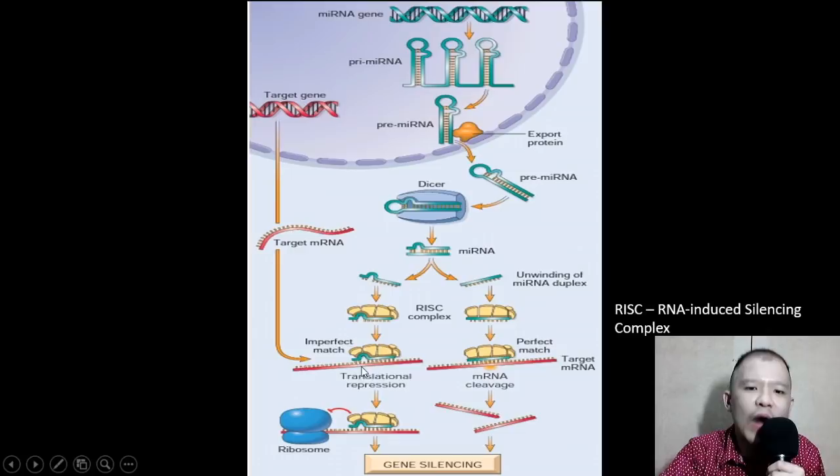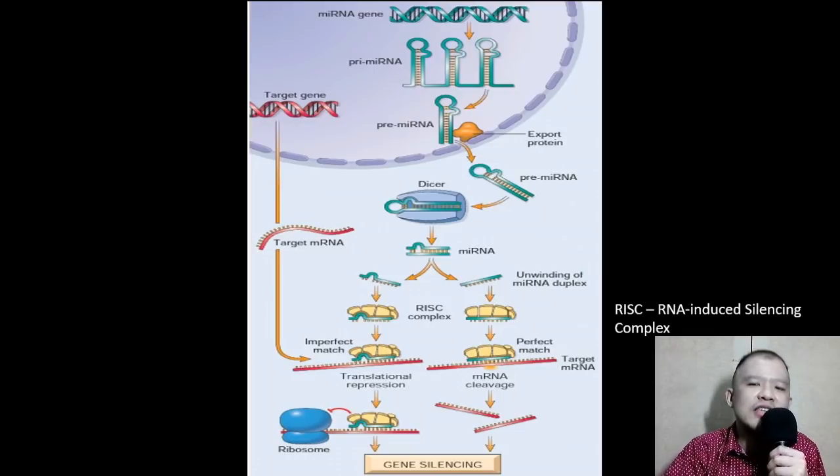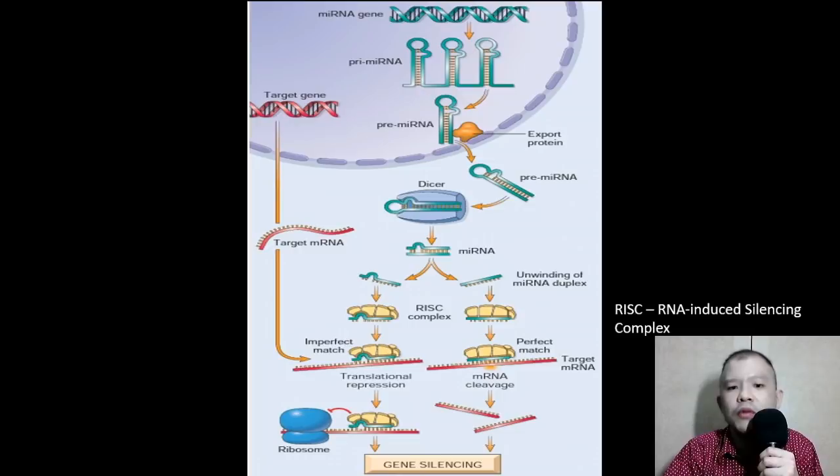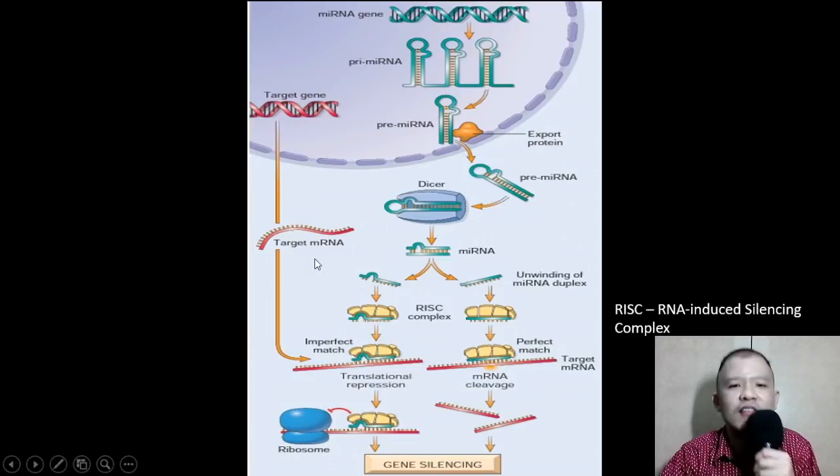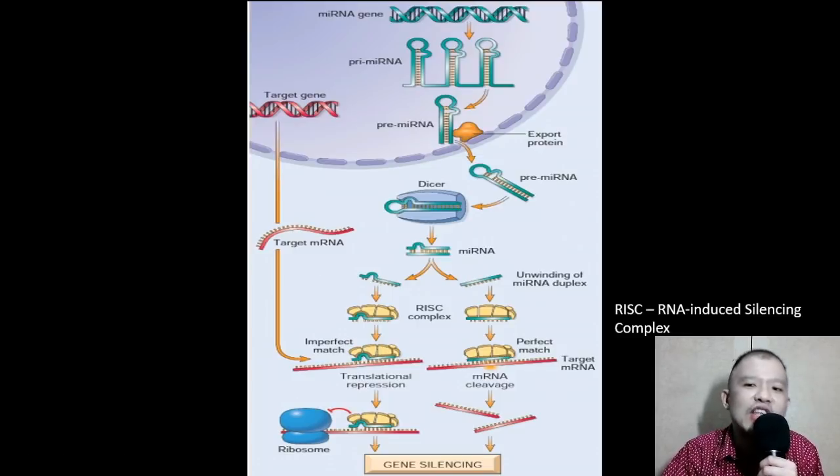Two ways. You have translational repression, wherein the RISC complex binds with the microRNA and blocks translation. Another way is that the complex binds to the RNA and causes cleavage. It breaks the RNA that is supposed to be translated into protein. The process is what we call post-transcriptional silencing, or gene silencing.